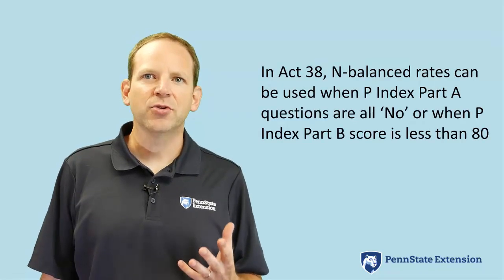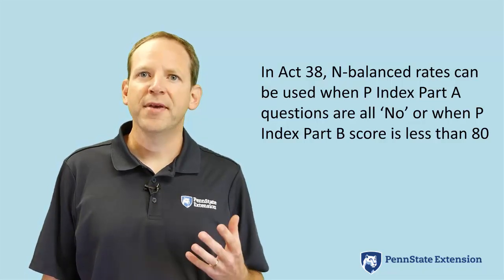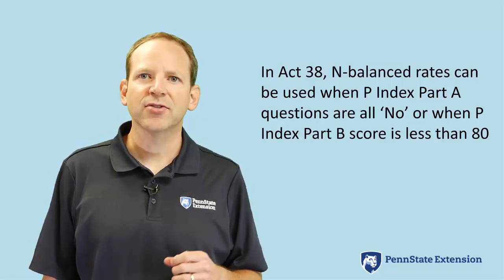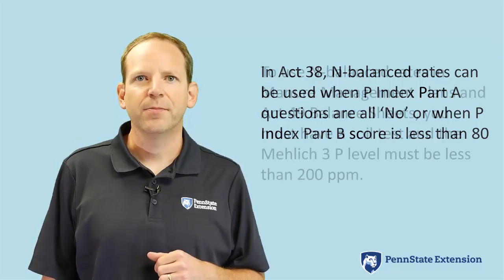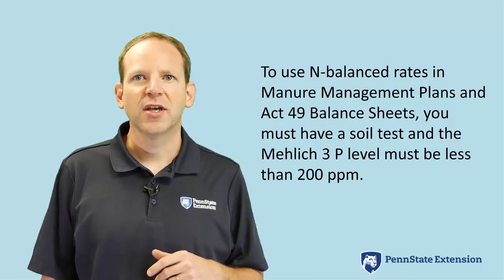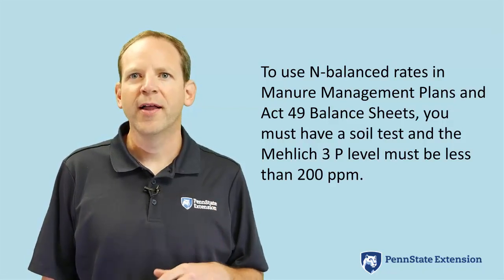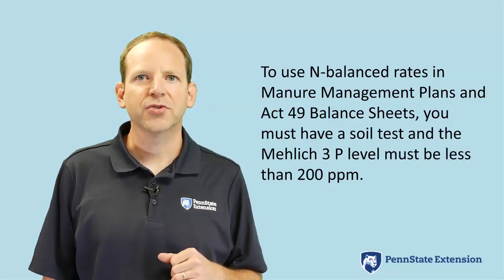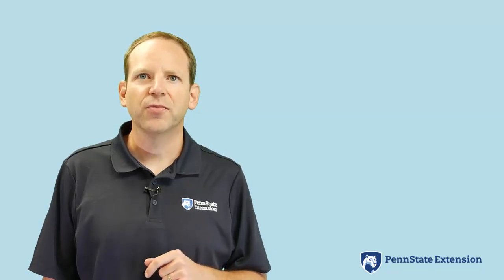In Act 38 nutrient management plans, N-balanced manure application rates can be used when P-index Part A questions are all answered as no, or when the P-index Part B score is less than 80. In manure management plans and Act 49 nutrient balance sheets, N-balanced manure rates can only be used when soil tests are available and the Mehlich-3 phosphorus level of the soil test is less than 200 parts per million. If none of these are the case, then the manure application rate is constrained to a P-balanced rate.